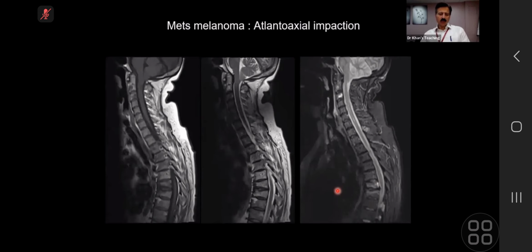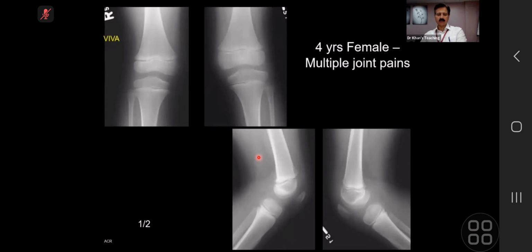Another example where this patient has metastasis from melanoma, and you can see multiple metastases in the spine. But look at the foramen magnum and see how the dens has gone superiorly. So apparently the melanoma metastasis must have destroyed either the occipital condyle or the lateral, what we call mass of C1. Okay, candidate 3, your film.